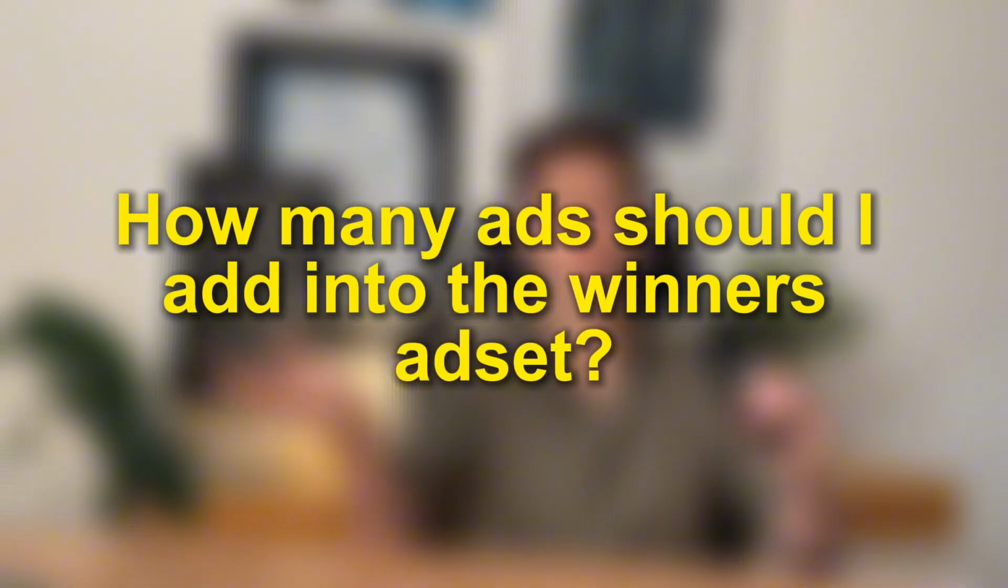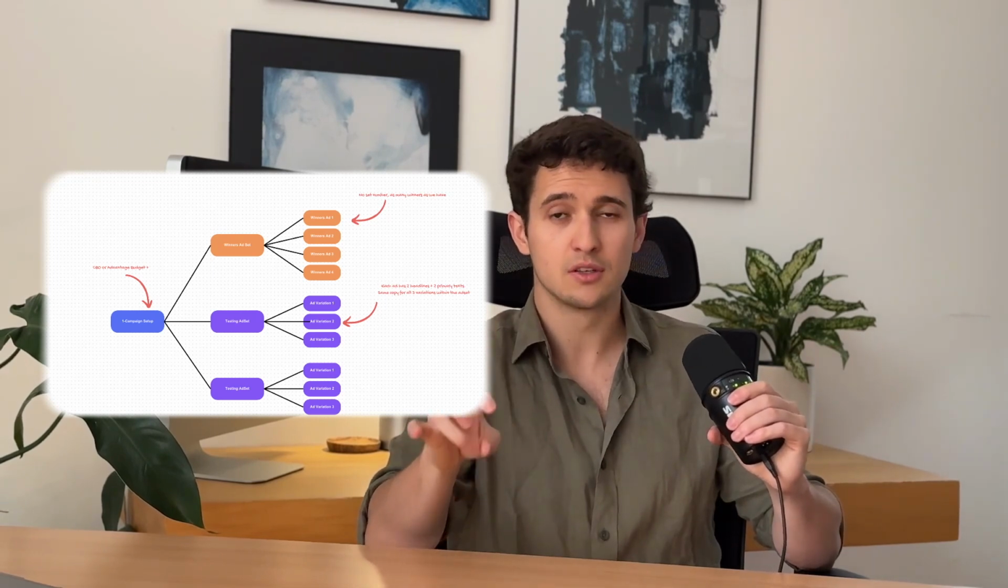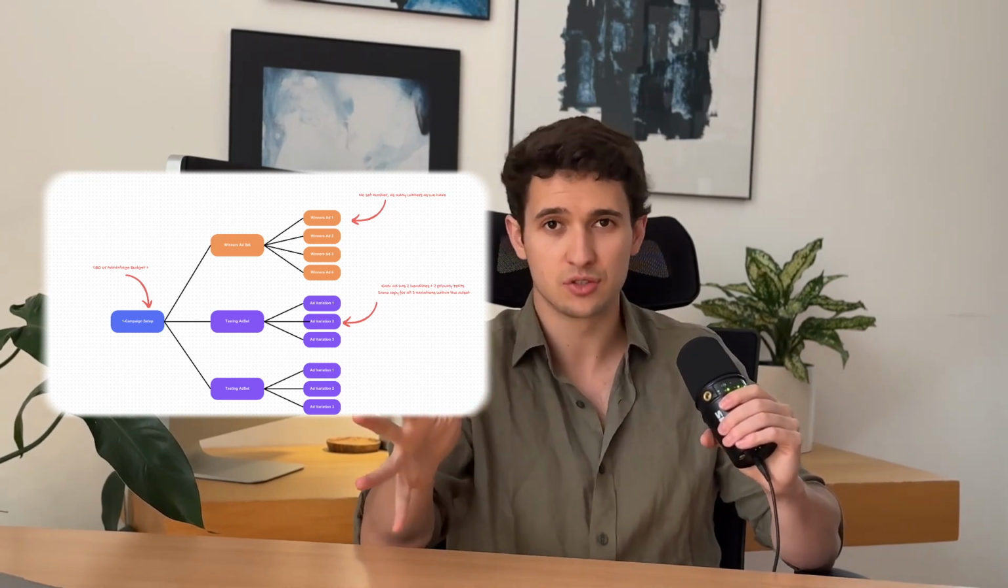Now, one of the questions I usually get is, Miguel, how many ads should I add into the Winners Adset? There is no specific number of ads, but I would say at least 5 ads would be good so that the algorithm has at least 5 options to choose from. There is no limit as to how many you want to put there, because at the end of the day, because it's a CBO campaign, or Advantage Plus budget campaign, it means that the algorithm is the one deciding where to put the spend.